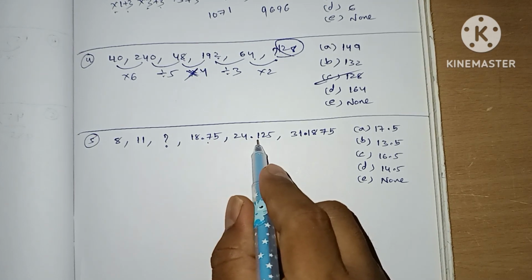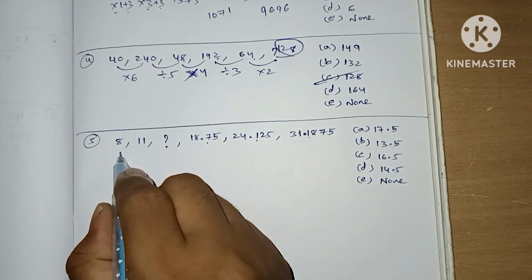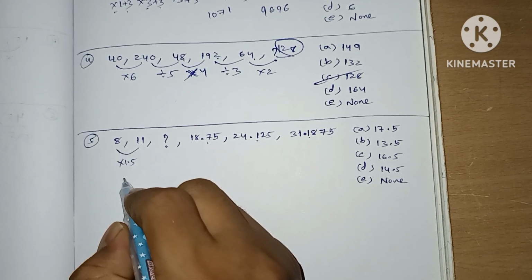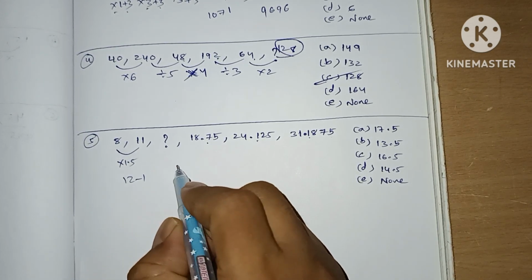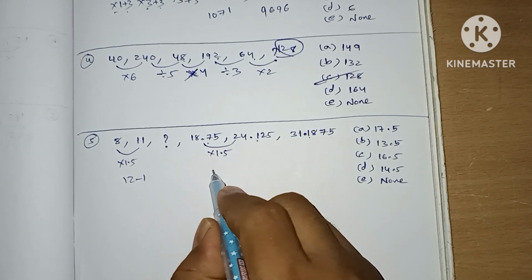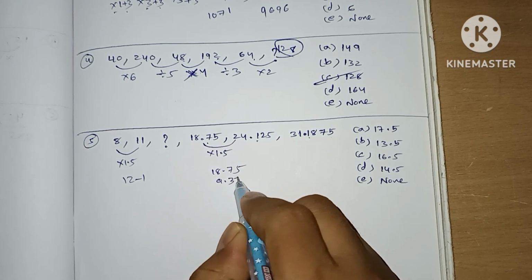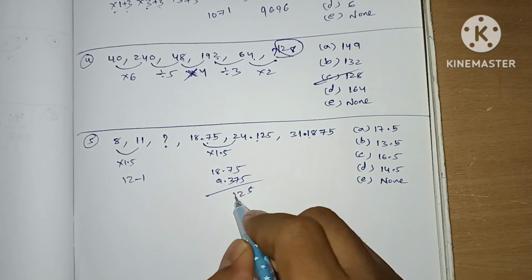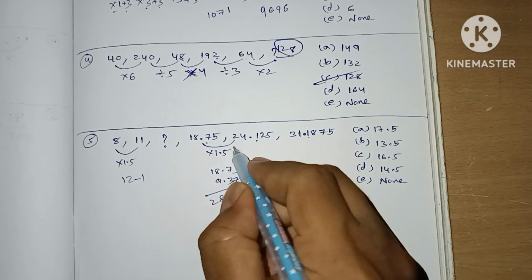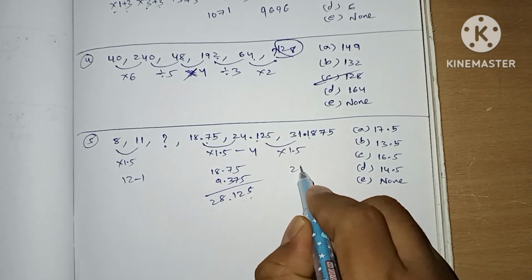0.75 becomes 125 and 1875. So it must be in 0.5 fraction multiplications. So we take into 1.5, which will be 8 plus 4, 12, minus 1. Here it looks like into 1.5 times 18.75 plus half of this one will be 9.375, which will be 5 to 1.82. 281.25 minus 4. Here it is into 1.5 means 24.125.